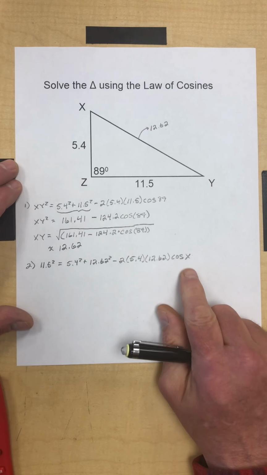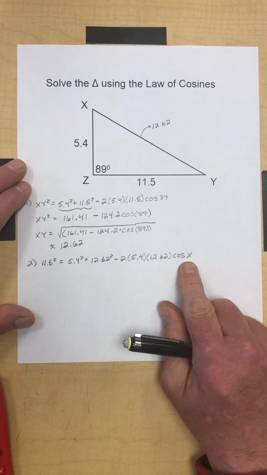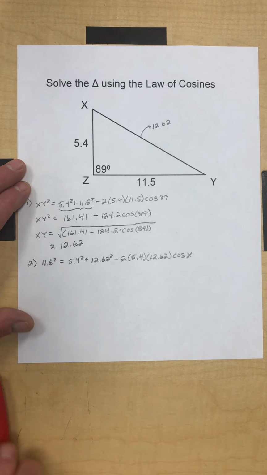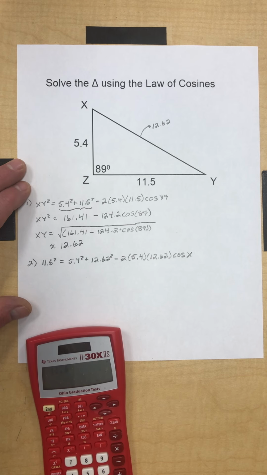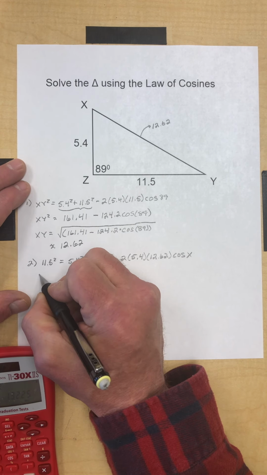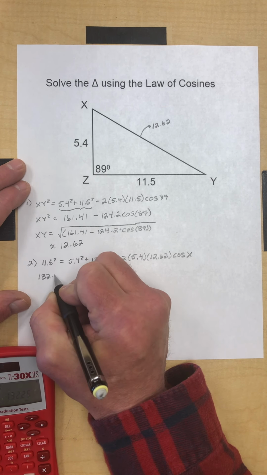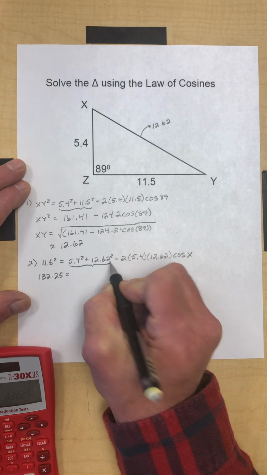Okay, so again, the angle is the unknown, so we're going to have to use inverse trig down towards the end. So I'm just going to simplify all this stuff. All right, so let's go 11.5 squared. And I'm not rounding anything off. I get 132.25 equals. All right, I'm going to take care of these guys.